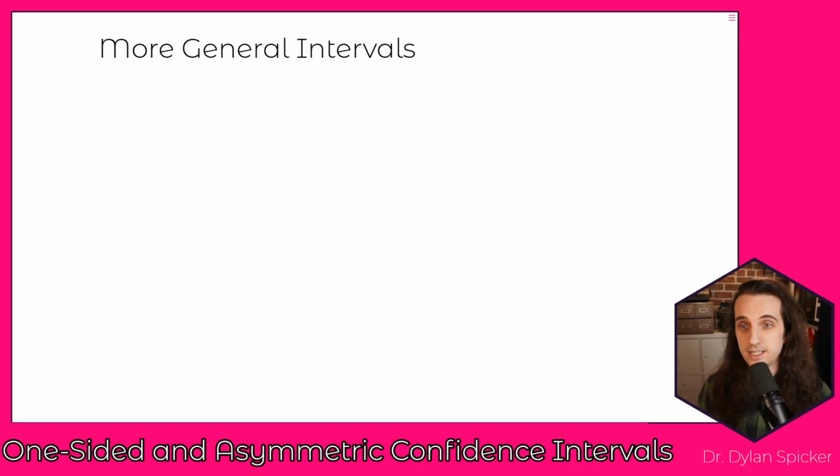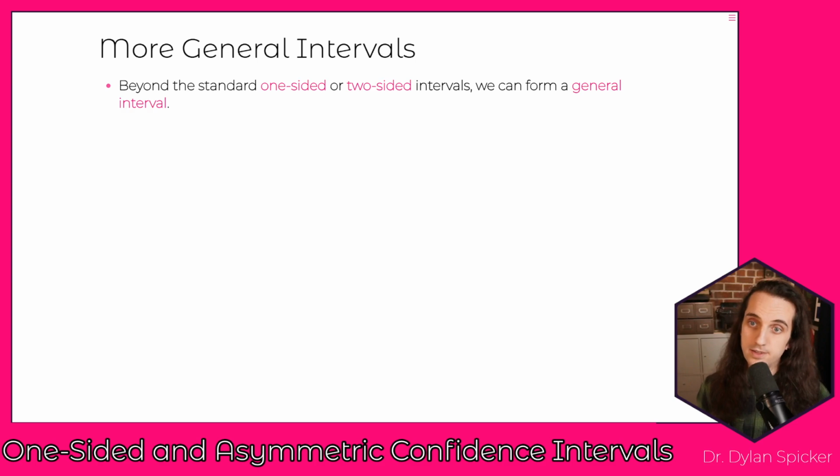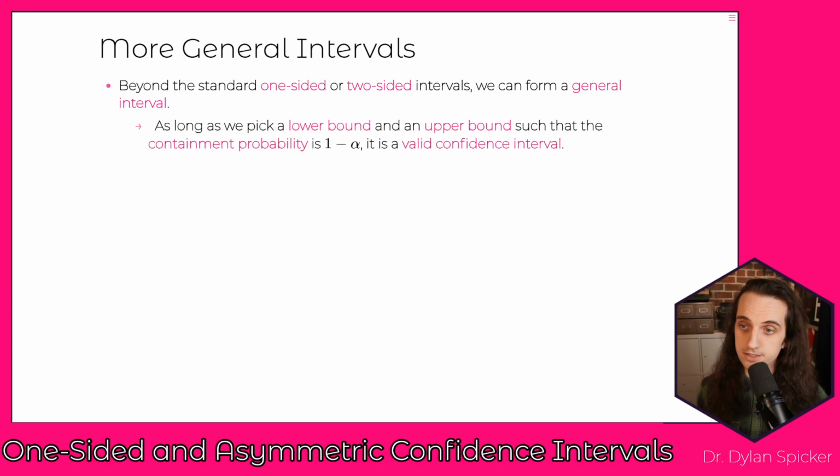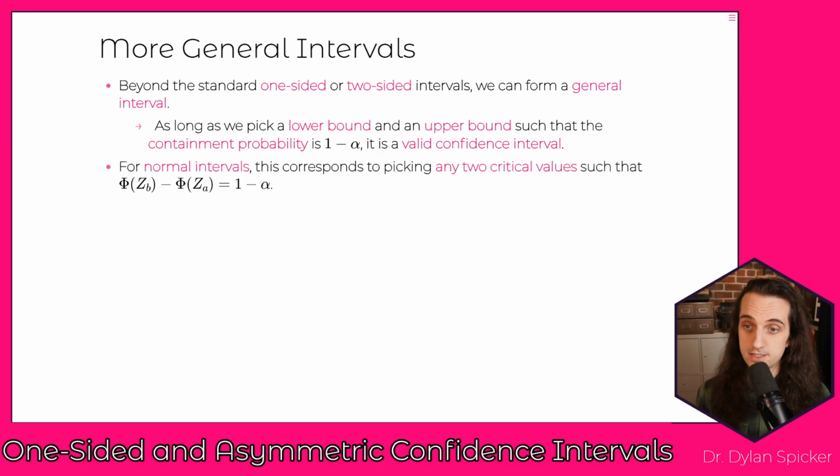We can also think about taking more general intervals, right? So beyond one-sided or two-sided intervals, we can just form a general interval. And the idea is that as long as we're picking a lower bound and an upper bound such that that 1 minus alpha is actually true, then it's a valid confidence interval. And so in particular, if we're thinking about our normal values, then as long as we're taking critical values of Z_B and Z_A such that this difference is going to be 1 minus alpha, that's going to work, right?